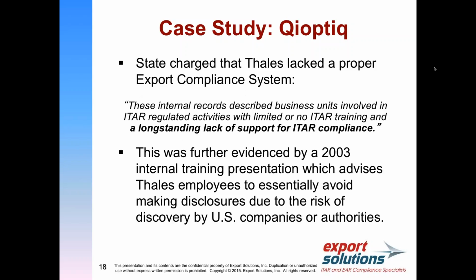And the Department of State charged Thales with a lack of a proper export compliance system, and this is the quote from the ruling: "These internal records describe business units involved in ITAR-regulated activities with limited or no ITAR training and a long-standing lack of support for ITAR compliance." And there's a key there. If you are involved in a disclosure situation or a violation, the government is going to look for certain things. Not only mitigating or fixing the problem at hand, but they want to see training records that your employees have had initial training, annual training at least thereafter. They want to see what they were trained to, so you want to make sure you have the slides. You want to have your employees sign certifications if they've been trained, etc. These are things that if you don't have them, it's going to make the government's problem with you much, much worse. And then, of course, they want to see a system in place.